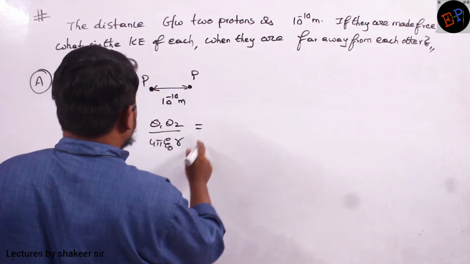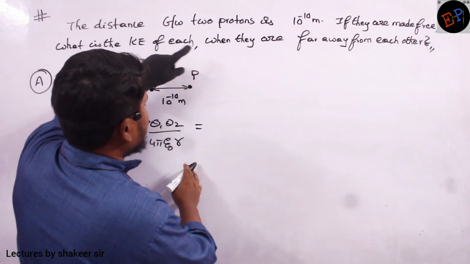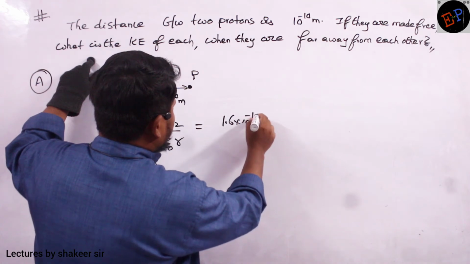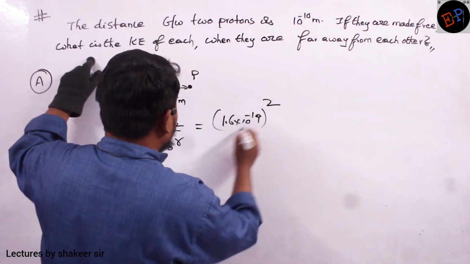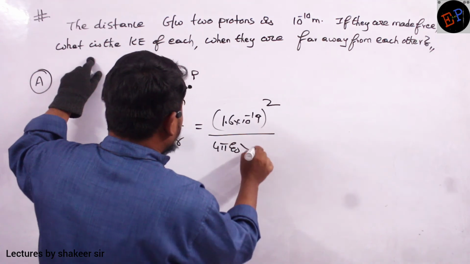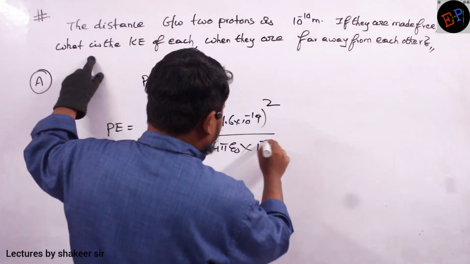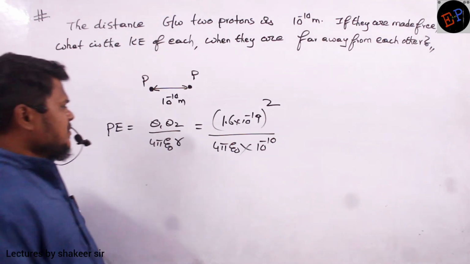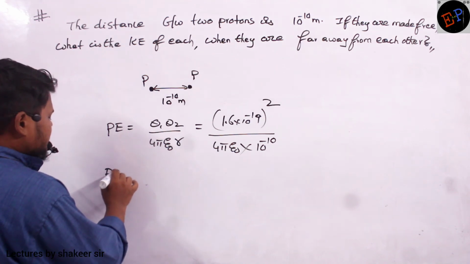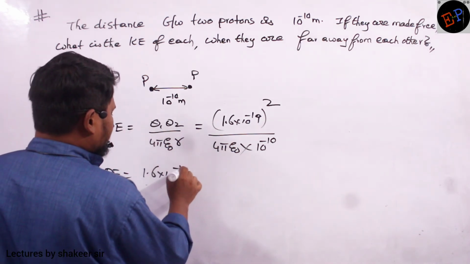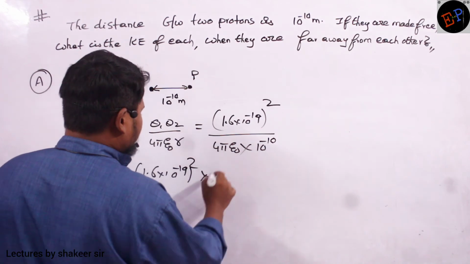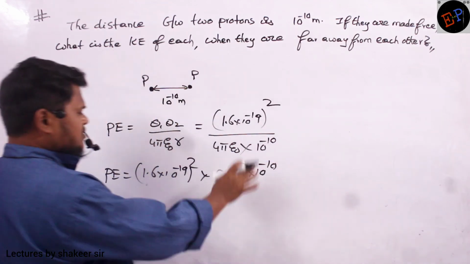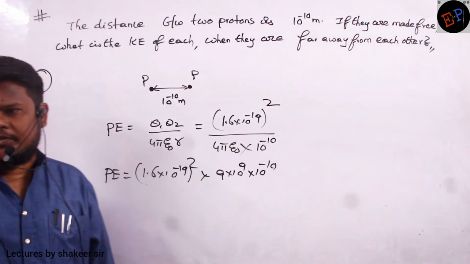So just do it. What is the charge of a proton? 1.6 into 10 power minus 19. Q1 Q2 is there, so whole square, divided by 4 pi epsilon naught into, what was the initial distance between them? 10 power minus 10. This is the initial potential energy between them. Clear? So if I do this calculation, potential energy is equal to 1.6 into 10 power minus 19 whole square, and 1 by 4 pi epsilon naught can be written as 9 into 10 power 9, multiplied by 10 power minus 10. So this is the total potential energy existing between the charges.